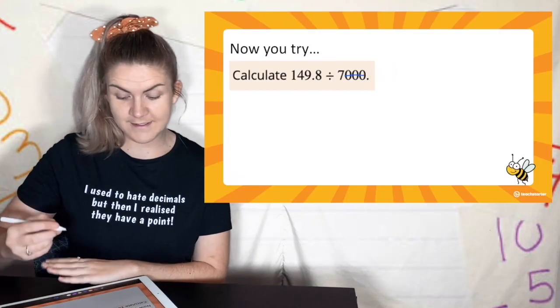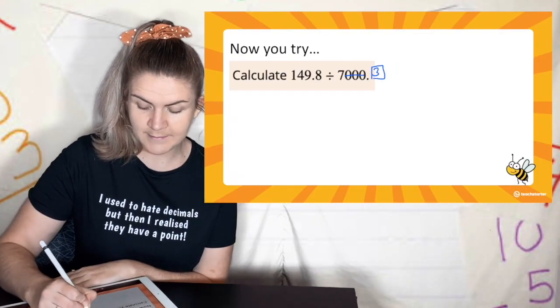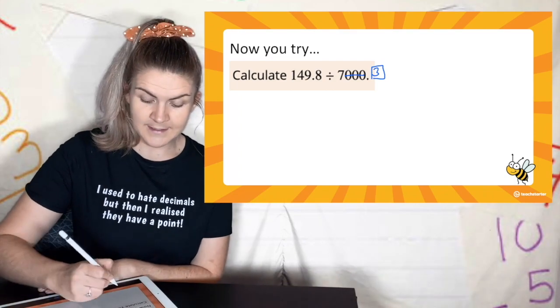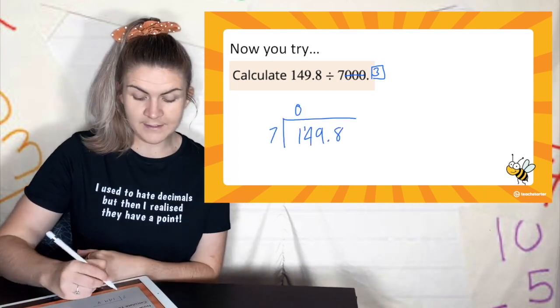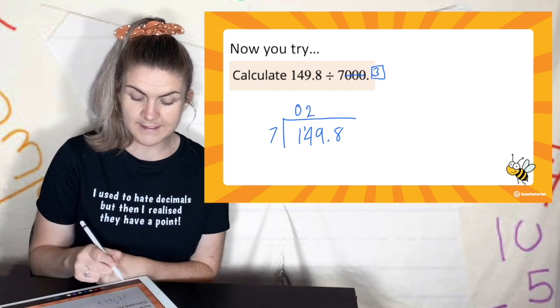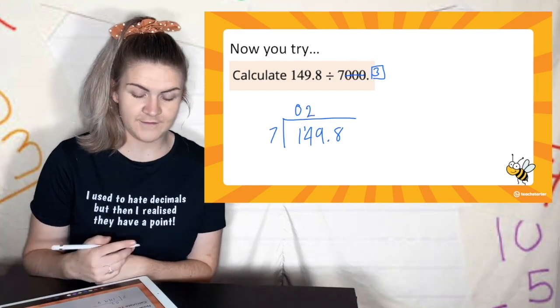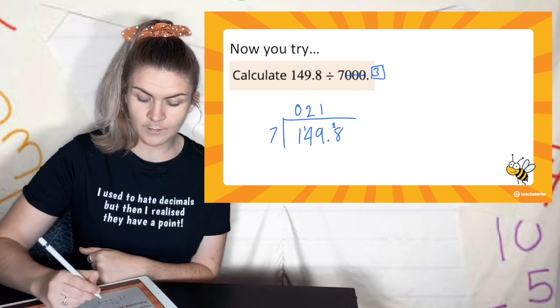Let's quickly check your answers. I've got 3 zeros, I'm crossing them out and I'm putting them into a box. Now I'm doing my division like normal. 7 into 1 is 0 with 1 left over. 7 into 14 is 2 with none left over. 7 into 9 is 1 with 2 left over.